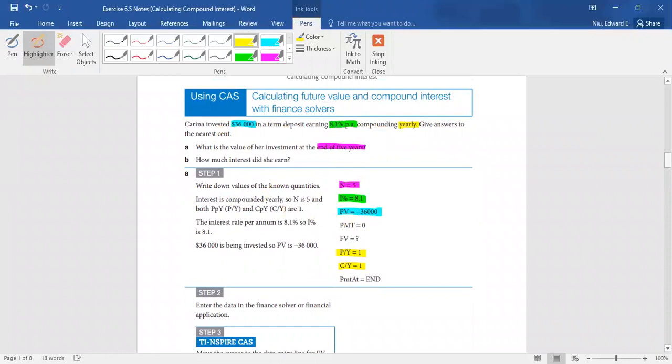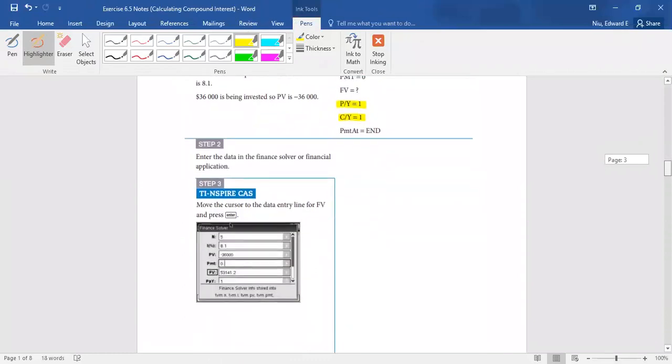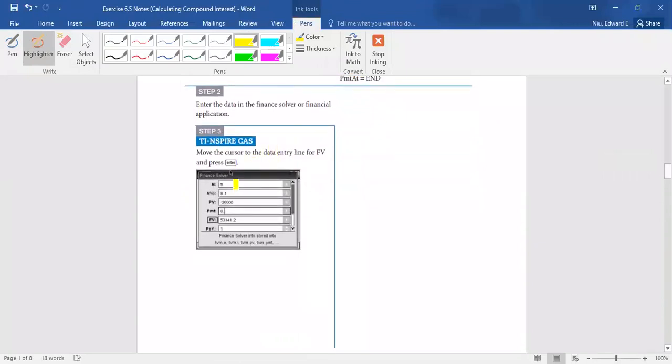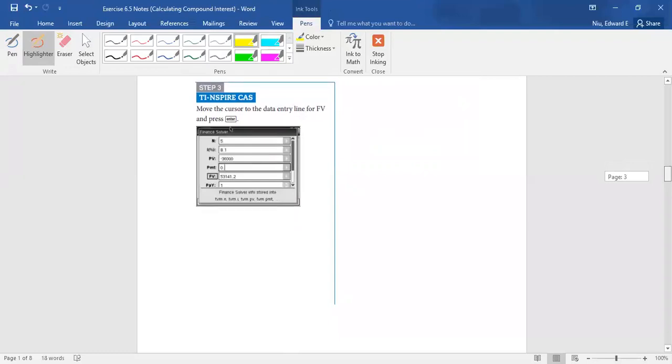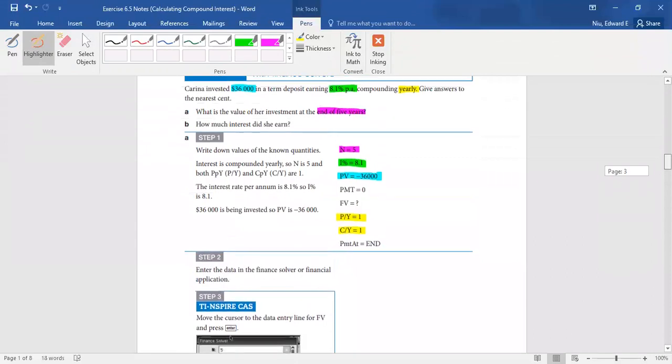Remember, use a highlighter or different color pens. That usually helps. And what we do is we enter the data into the financial solver like so. We press the tab button to move down each row, and hopefully you get to the future value and you press enter. So we're trying to figure out the future value here. All right, so our answer is this row right there. I'm hoping that makes sense.